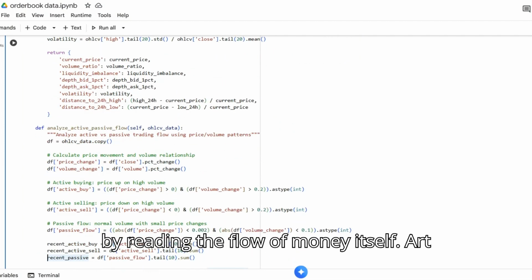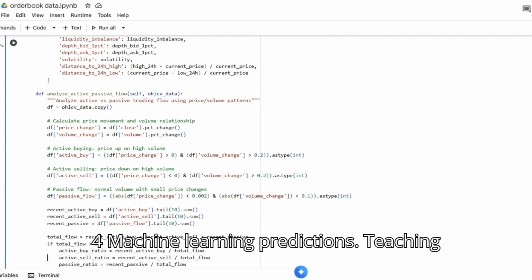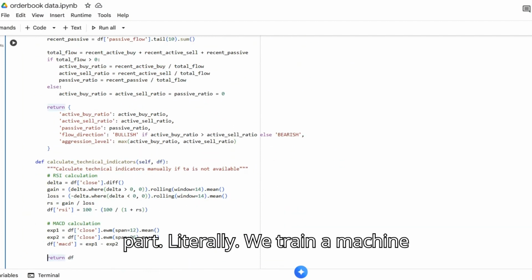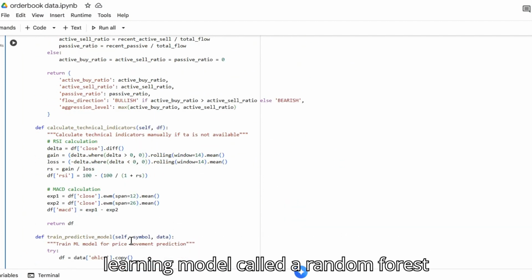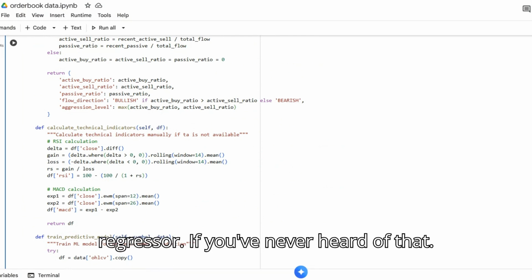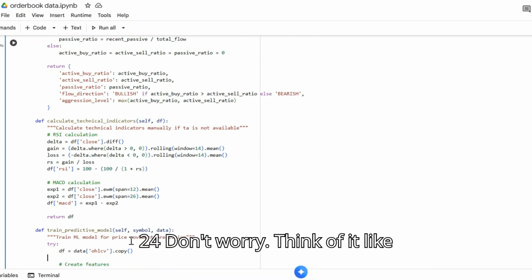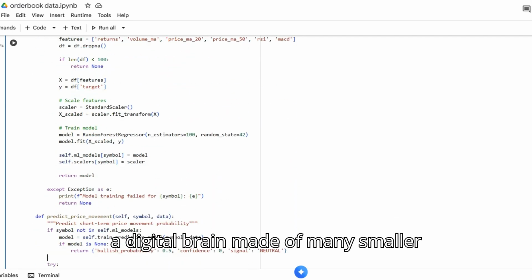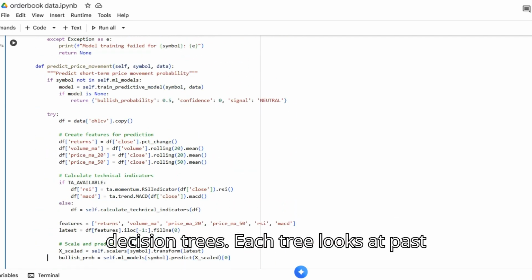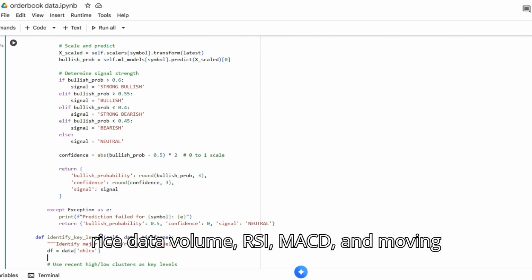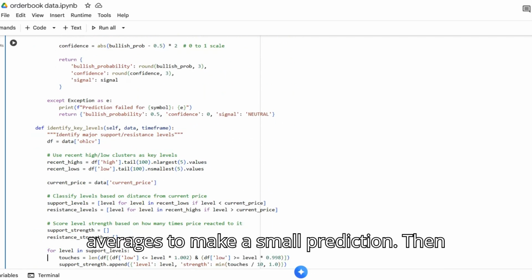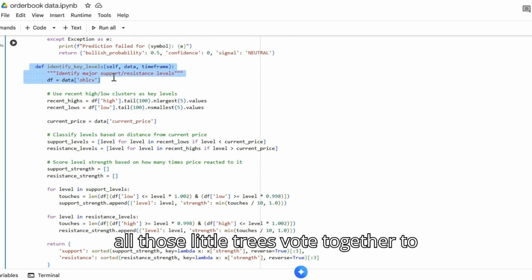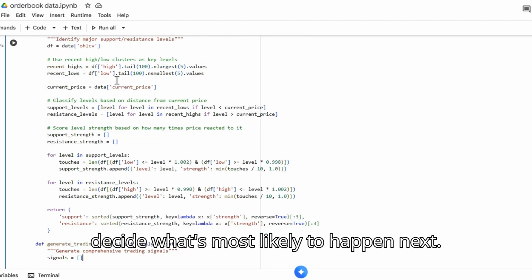Part 4. Machine learning predictions. Teaching the bot to think. Now comes the smart part, literally. We train a machine learning model called a random forest regressor. If you've never heard of that before, don't worry. Think of it like a digital brain made of many smaller decision trees. Each tree looks at past price data, volume, RSI, MACD, and moving averages to make a small prediction. Then, all those little trees vote together to decide what's most likely to happen next.